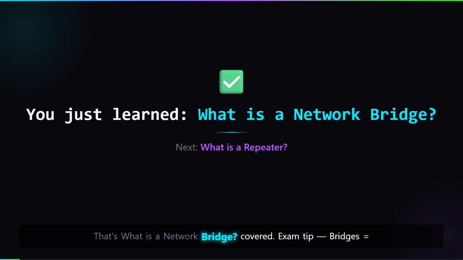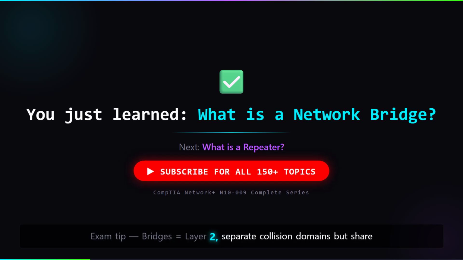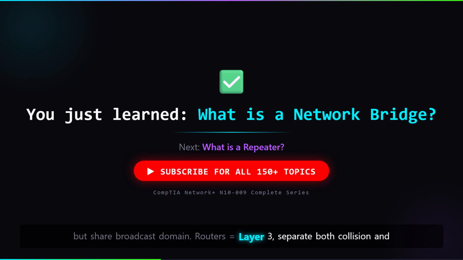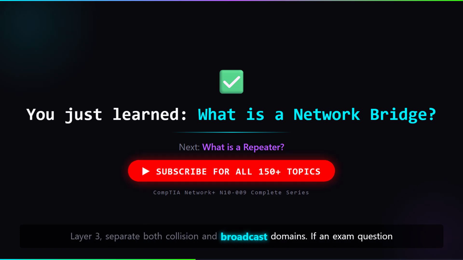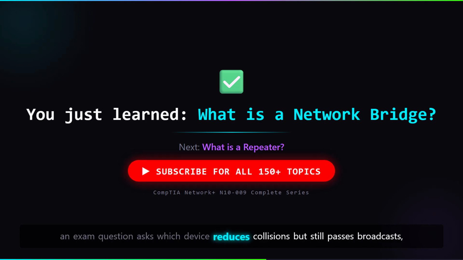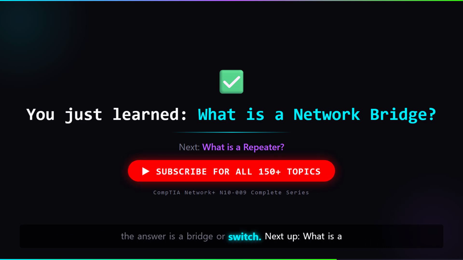That's what is a network bridge, covered. Exam tip: bridges equal Layer 2, separate collision domains but share broadcast domain. Routers equal Layer 3, separate both collision and broadcast domains. If an exam question asks which device reduces collisions but still passes broadcasts, the answer is a bridge or switch.